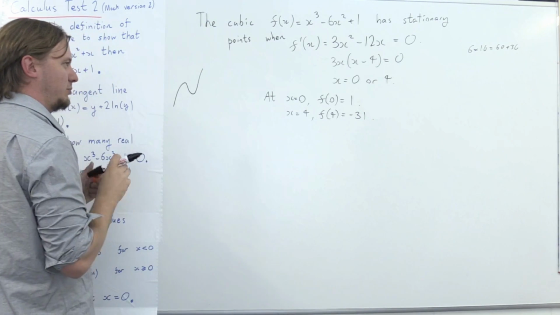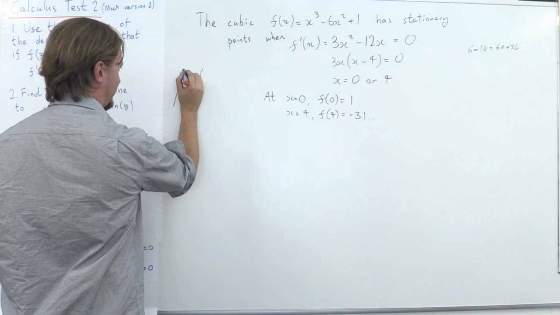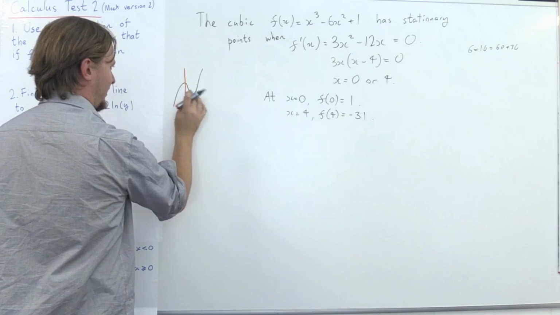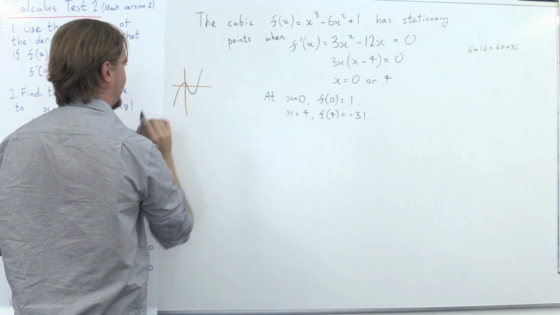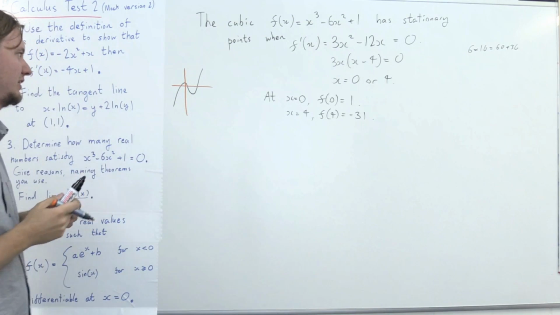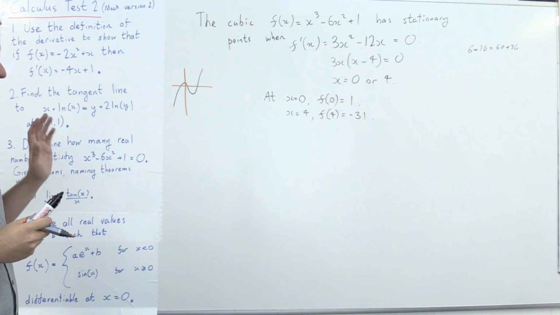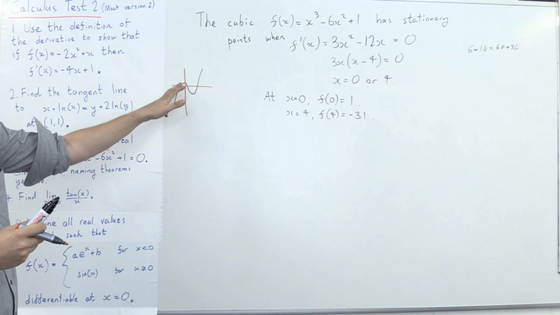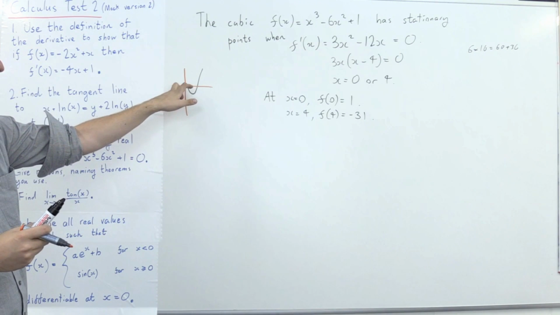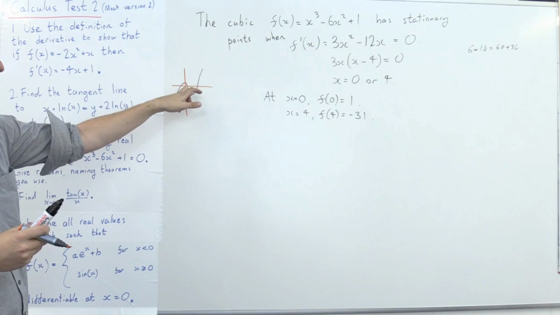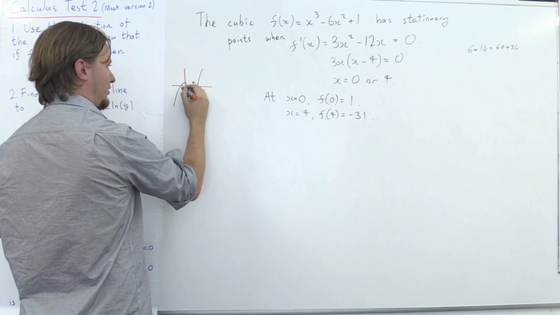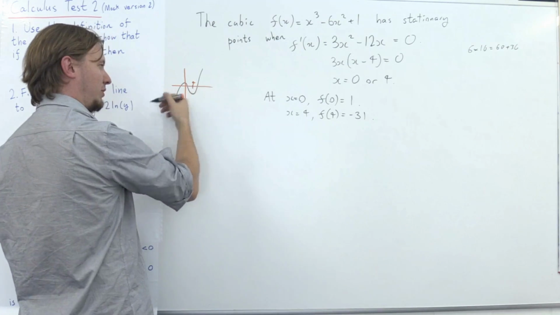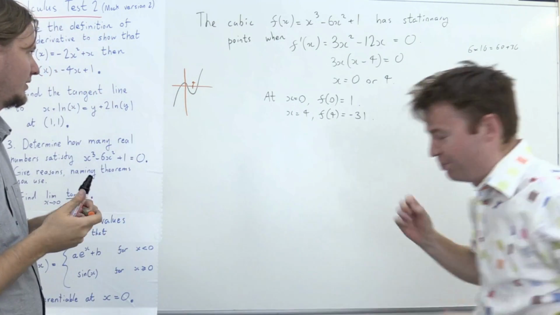I know there are 2 stationary points. I know that the first one occurs when x equals 0, and it's slightly above the y-axis. This other one's fairly far below the x-axis. So roughly speaking, it looks like that. So I know what should happen. I know I'm going to find one somewhere between 0 and 4, and there should be one after 4 and one before 0. Can I draw this again, but a bit bigger?